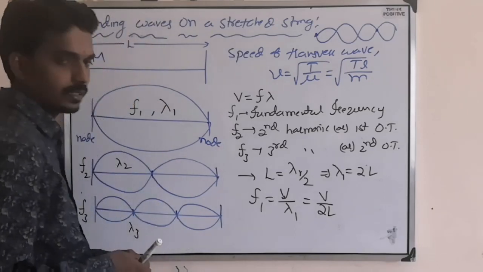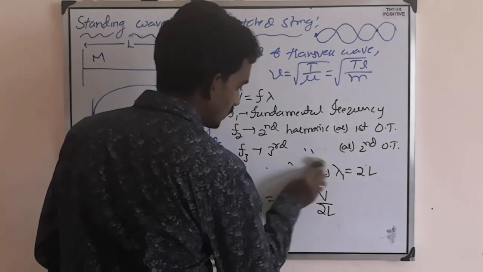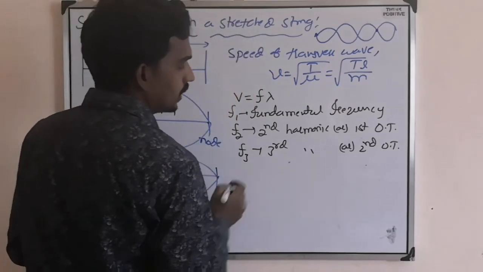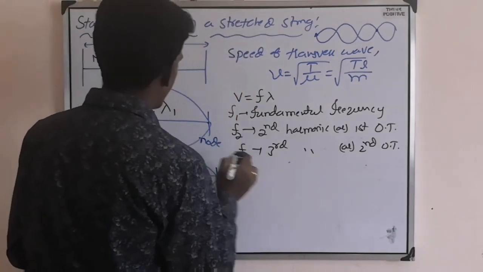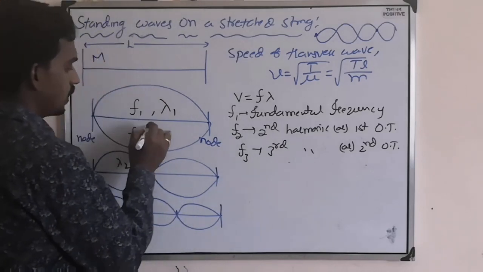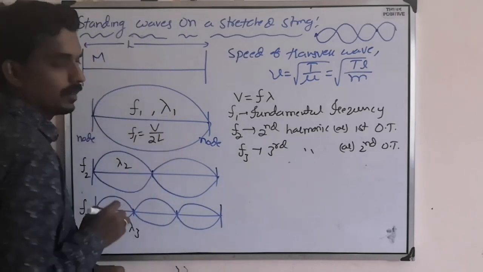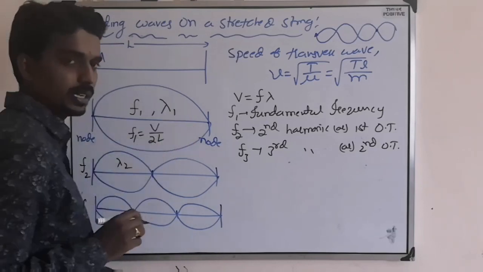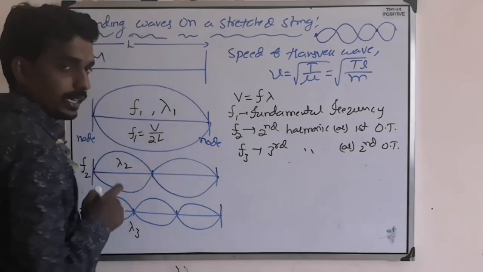Consider the second case. So here I am writing the frequency F1 in the first case. How much did we get? F1 is V by 2L, where V is the speed of the transverse wave and L is the length of the string. Now consider the second case.